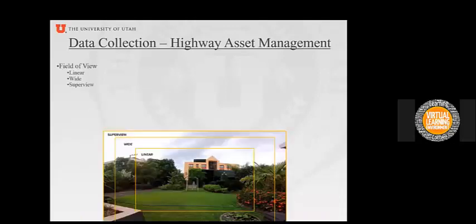We also tested different fields of view. You can change the field of view within these cameras. The linear field of view tended to be a little bit too narrow and excluded signs that line the side of the highways. And the super view was a little bit too wide.